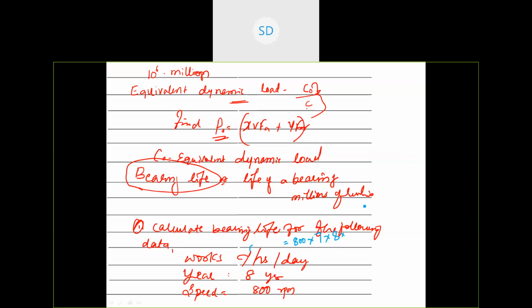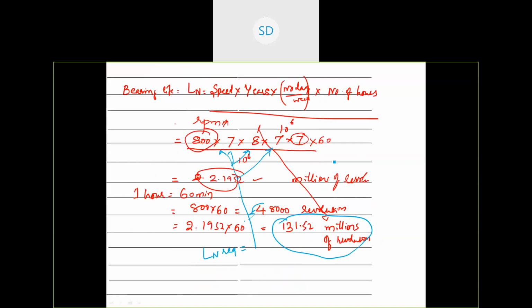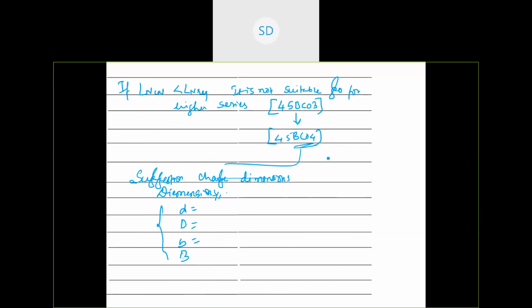Okay. Somewhere we made a mistake for this one. Okay. We made a mistake. Right. Okay, we will go for one more here. One more calculation so that you can understand the bearing life. For bearing life, you should get the result in millions of revolutions. Only it has to remain revolutions, right? Okay.